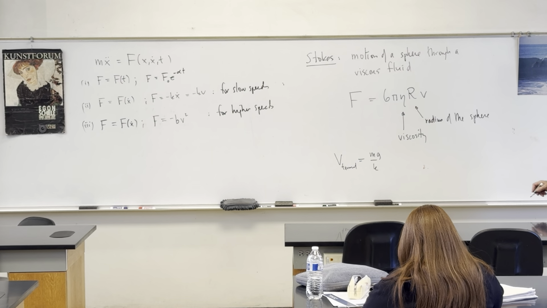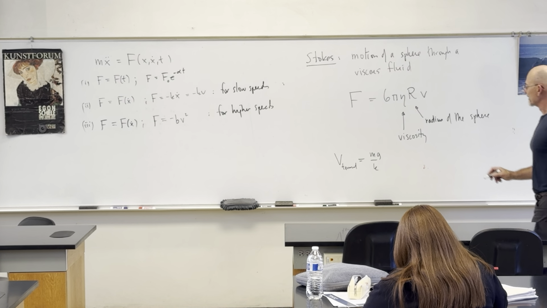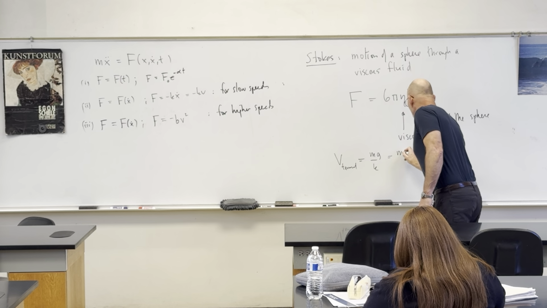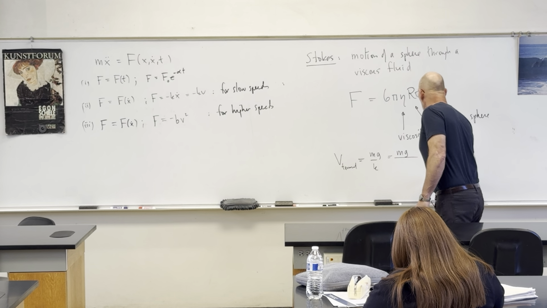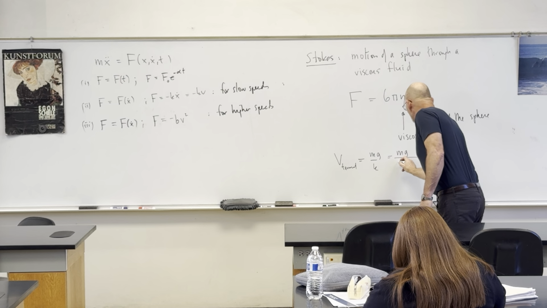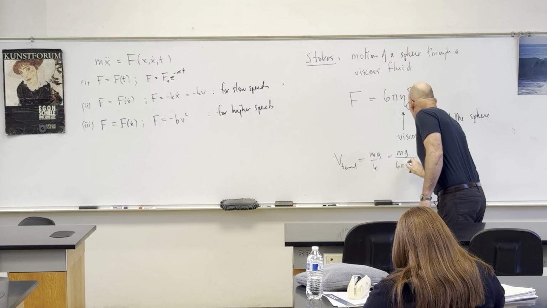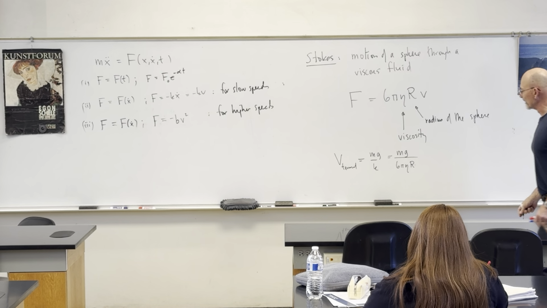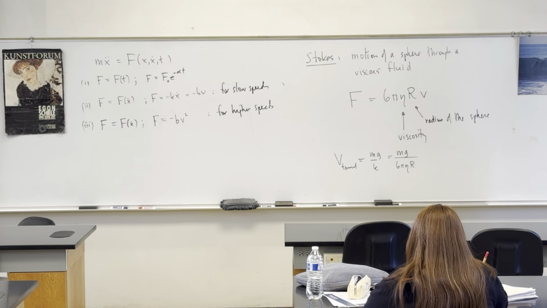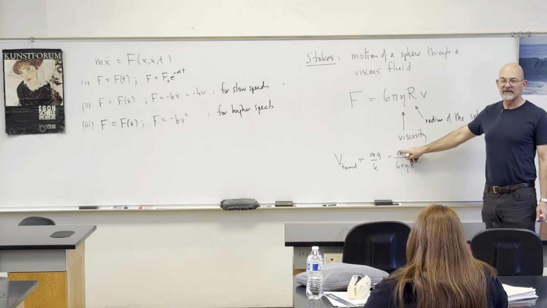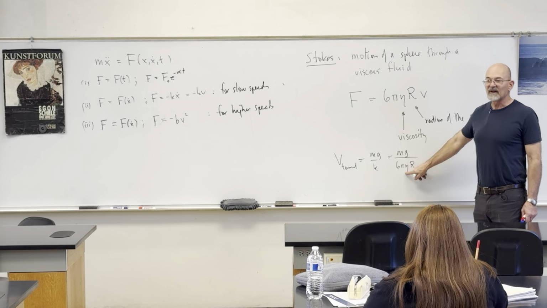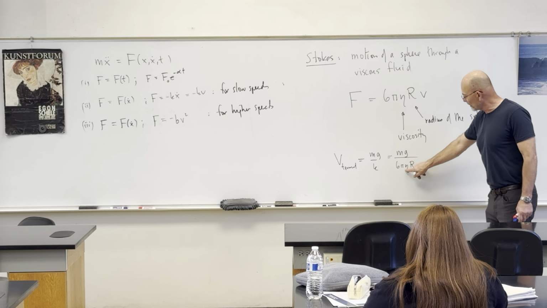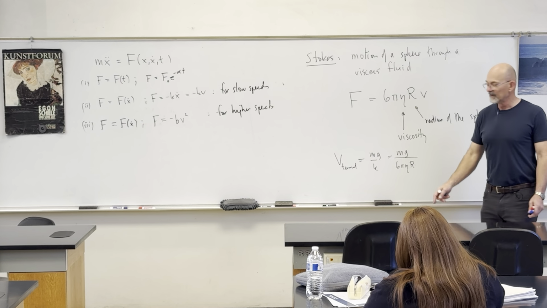So what do we have here with Stokes' law? Mg over 6 pi eta R, V just equals that over 6 pi eta radius. A bunch of letters there. Does it make sense? More massive, higher terminal speed. Less viscosity, higher terminal speed. And as the viscosity goes to 0, infinite terminal speed.